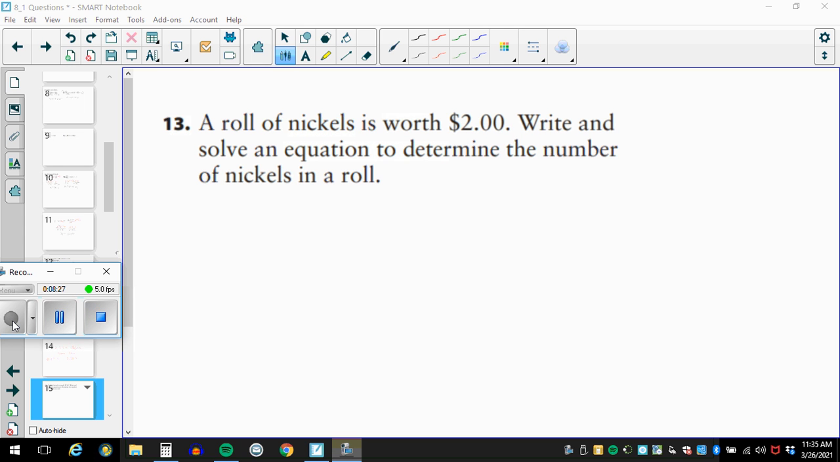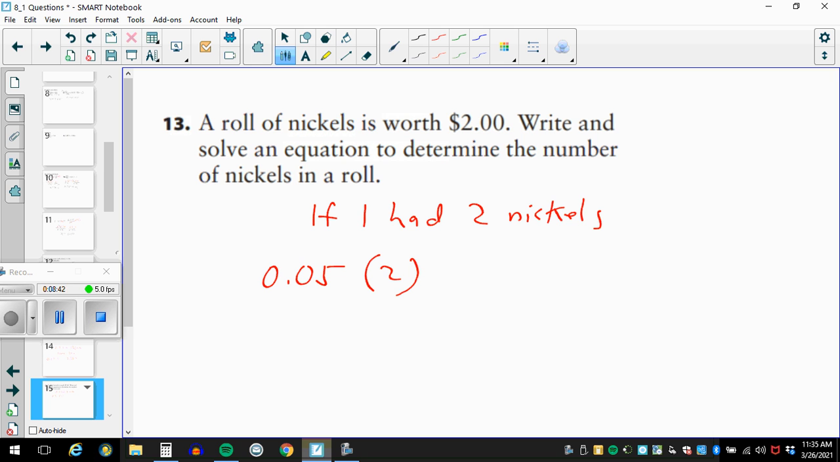We said a roll of nickels is worth $2. Write and solve an equation to determine the number of nickels in a roll. So the first thing, if I had 2 nickels, what I would do is take the value of a nickel and multiply it by 2 to get its value of 10 cents. So this is the thinking that needs to go on. What am I doing here with the number of nickels I have to get its value? I'm multiplying the number of nickels I have by 0.05 to get its value, right? So if I don't know how many nickels are in a roll, I still know that I'm going to be multiplying it by 0.05 to get its value.